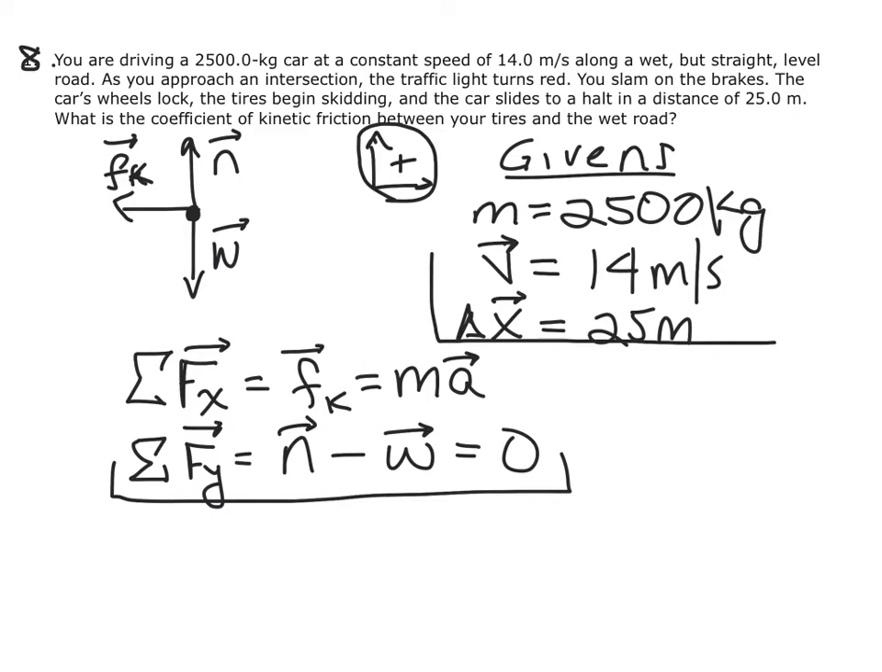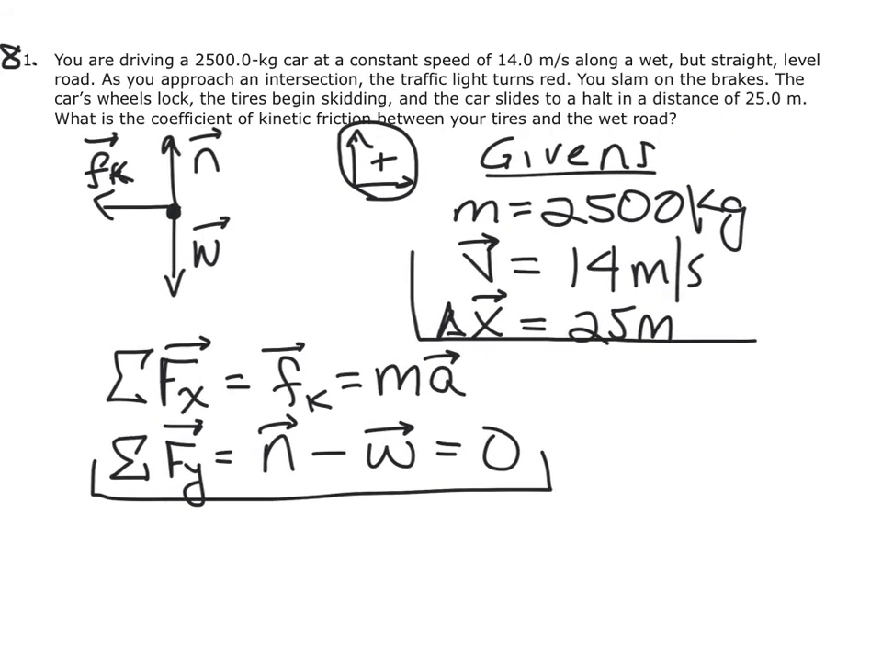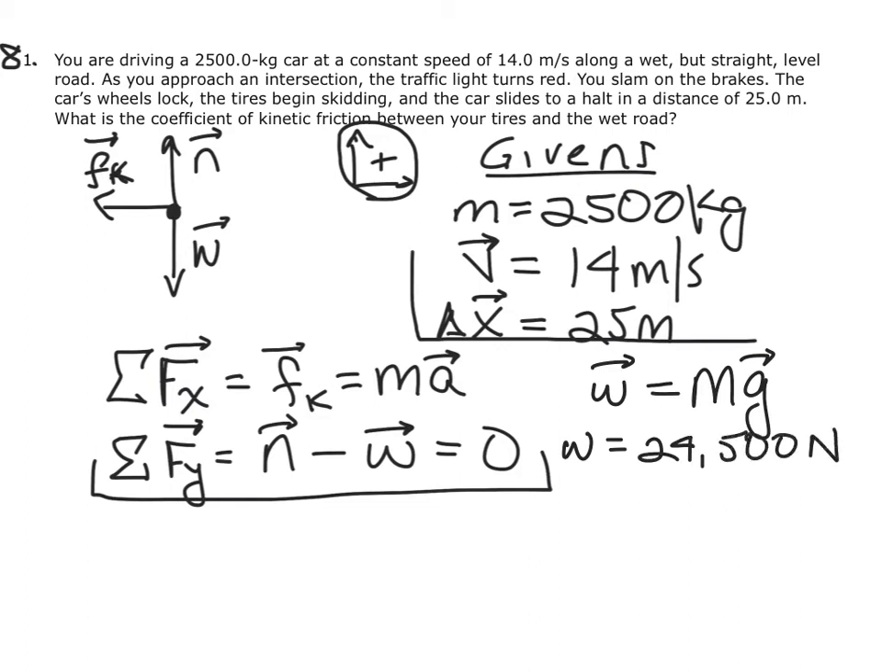And then we say, all right, let's start looking at things we can solve for. We'll take the bottom one for weight. We can solve for the weight because weight is equal to mass times the acceleration of gravity: 2,500 times 9.8. You end up with 24,500 newtons for the weight of the car.